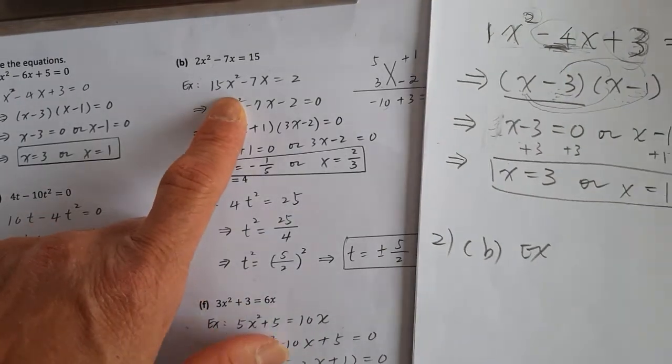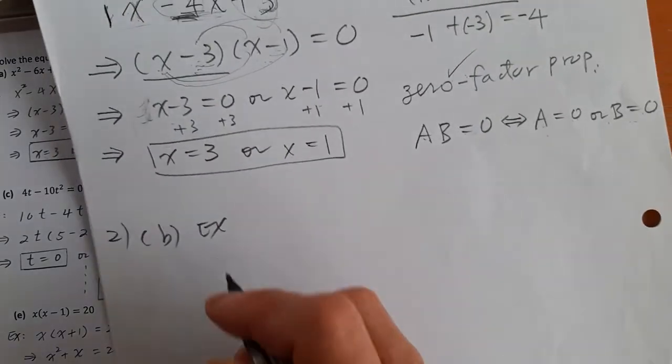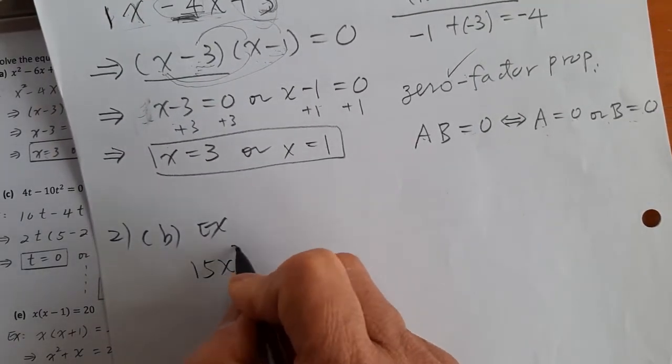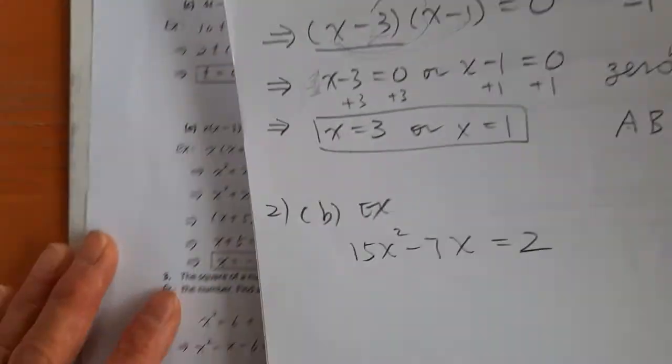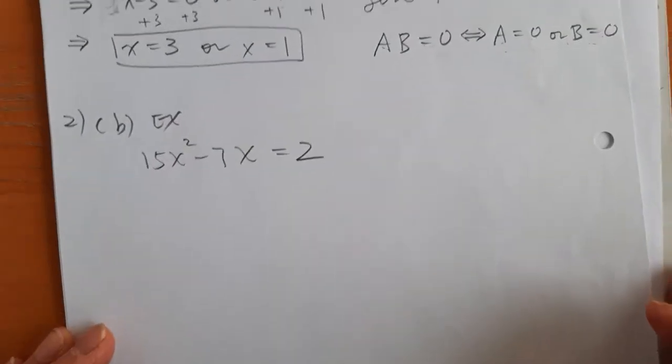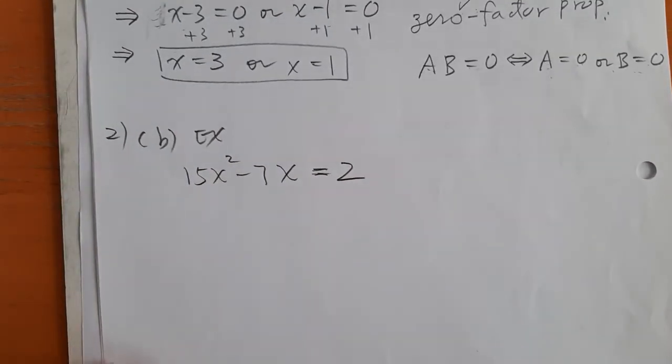Its question is 15x squared minus 7x equal 2. With such a question, it is not equal to 0, it is equal to 2. That's an equation, so we have to put it in the standard form.